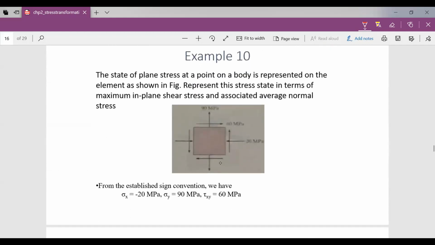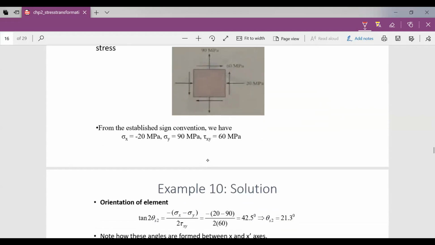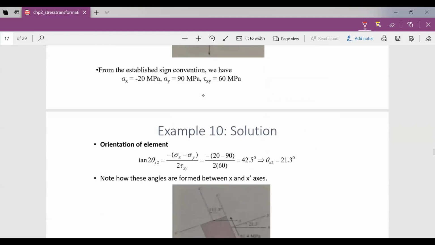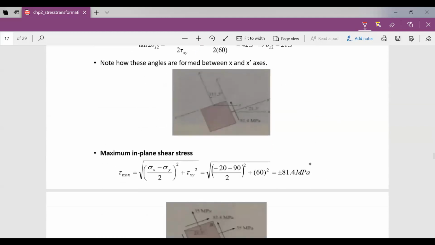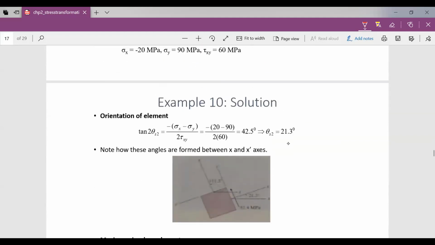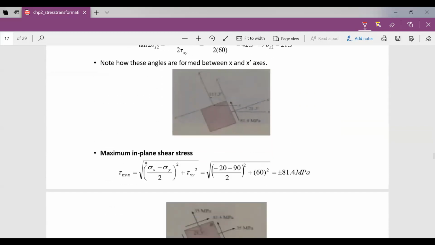Next example. The state of plane stress at the point of the body is represented on the element as shown in the figure. Represent this stress state in terms of maximum in-plane shear stress and associated average normal stress. So I think with the same values, we orient the element now. We get theta as 21.3.